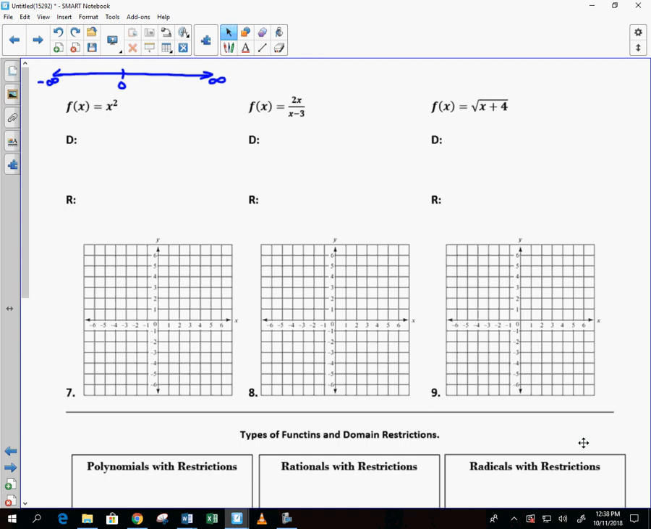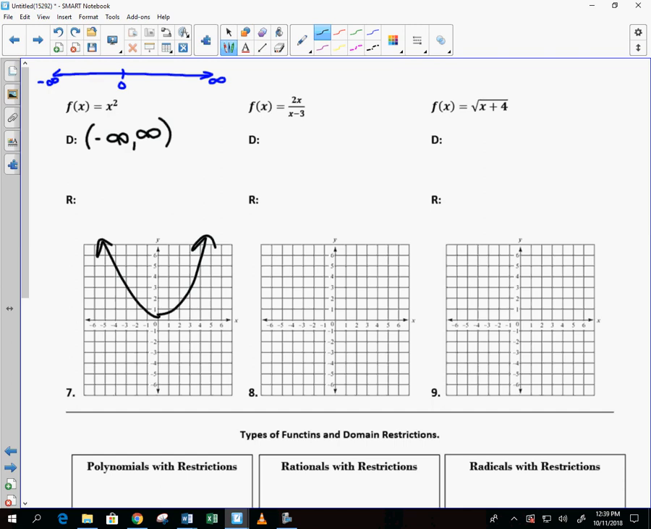Can you think of any number on the number line that you wouldn't be able to plug in and come up with a result for? No. All real numbers. Now here's the thing. You actually know what x squared looks like, don't you? It's a parabola. If we would have just drawn the graph, you would have said negative infinity, positive infinity, right? See how they match together?